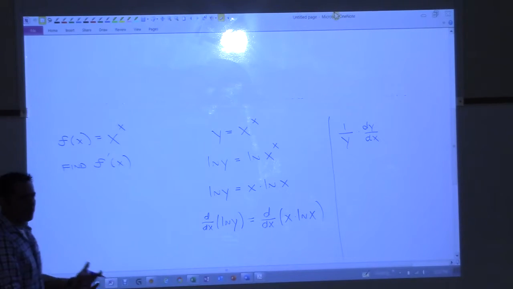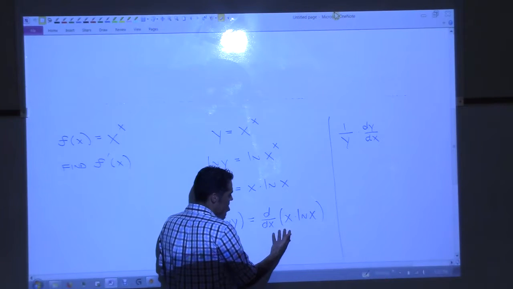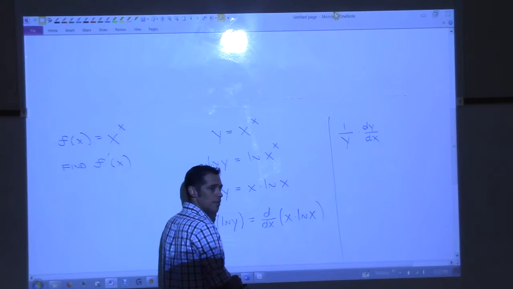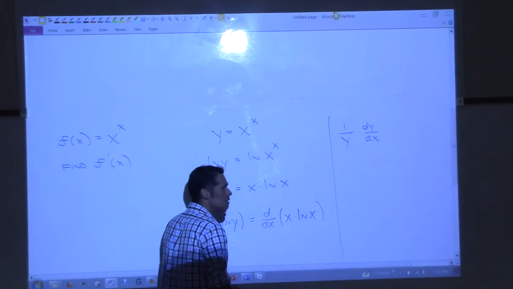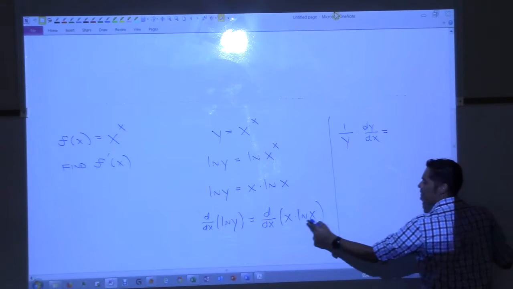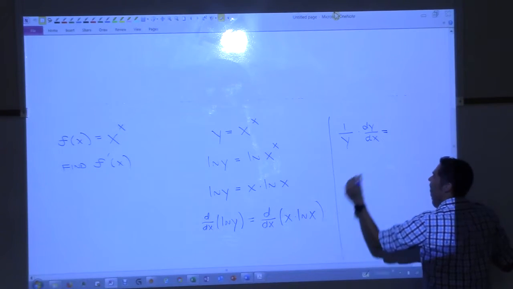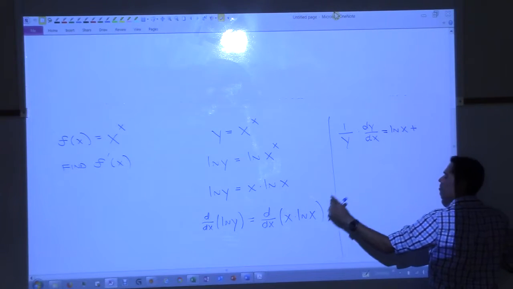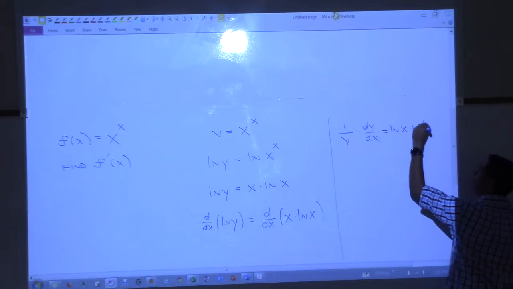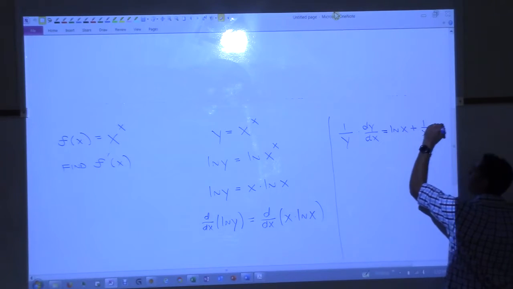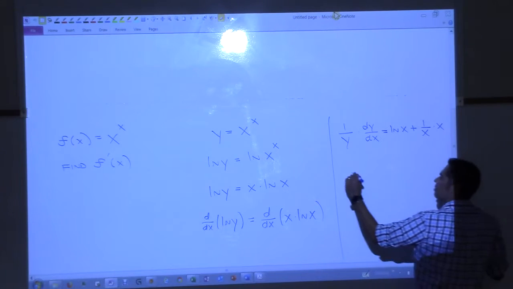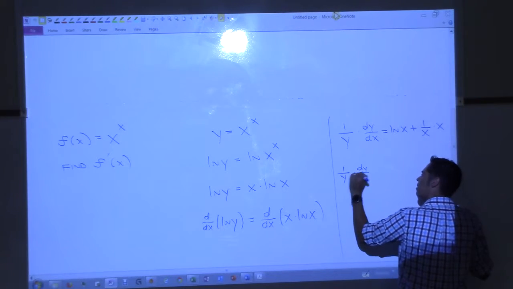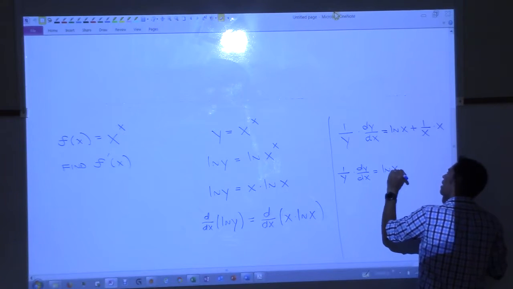Now the right-hand side, you have to look at what you're doing. So here we have a product, right? So you have to use the product rule. So we're going to go derivative of this times this plus derivative of this times this. So derivative of this, 1 times ln x, plus derivative of ln x, which is 1 over x, times this one, which is x. That's just ln x plus 1, isn't it? Okay. So we have 1 over y times dy dx equals natural log of x plus 1.